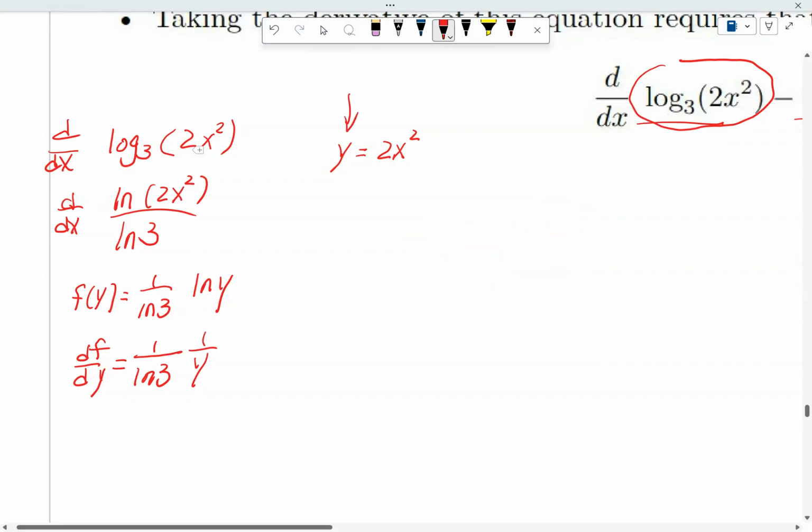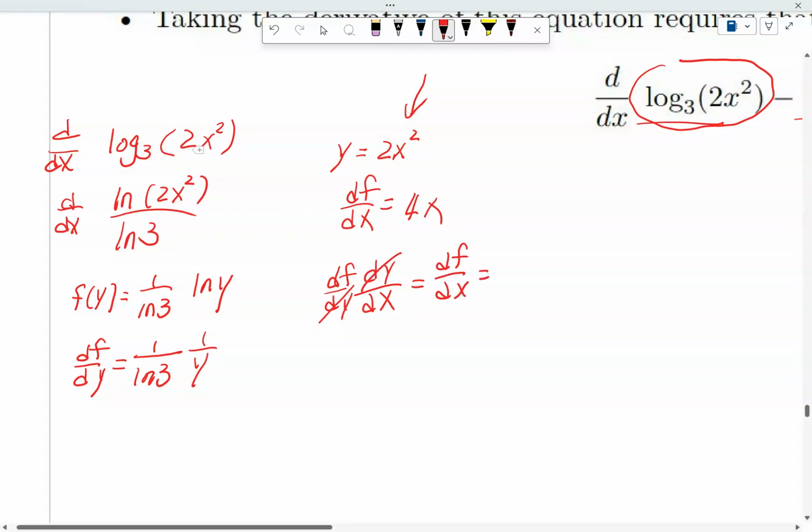Now we view y as the function with the variable x. We take the derivative of this. The derivative dy dx is equal to 4x using the power rule. So now, like I said, if you use df dy times dy dx, you're going to get df dx, because these terms cancel out. So df dy is 1 over log of 3 times 1 over y, and then dy dx is equal to 4x.